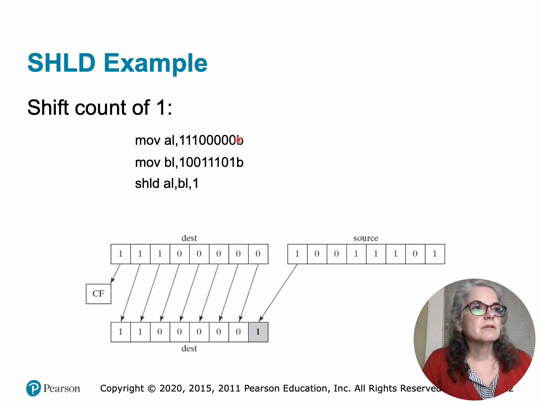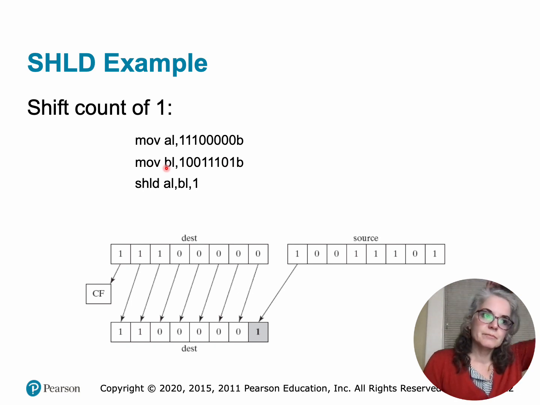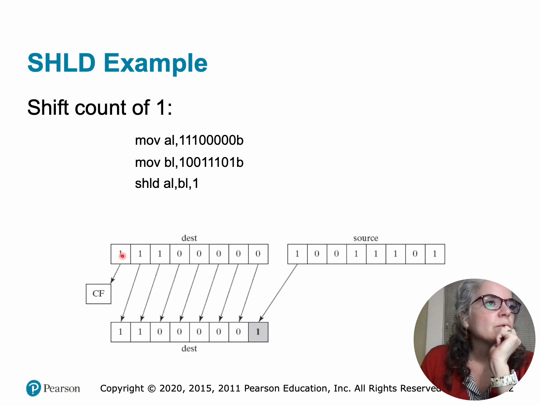So we moved this binary number into AL. We moved this binary number into BL. So we're shifting to the left. So 1 goes to the carry flag. And then this 1 from the source, which is BL, gets copied here. If I shifted 2, then these first 2 in the source will get copied to the destination, to the AL register.